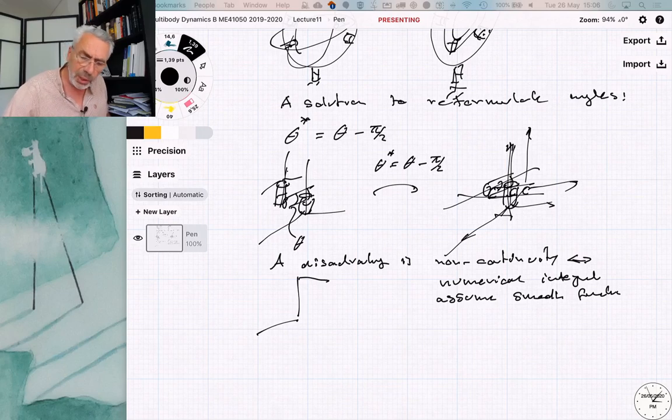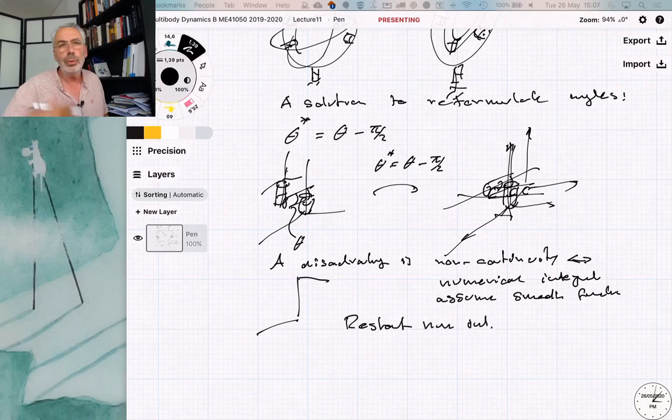Then you have to restart the whole numerical integration. Restart numerical integration. You cannot rely on the past. You cannot use that. So that is a very bad way to work. So this gimbal lock will always happen, whatever you do.